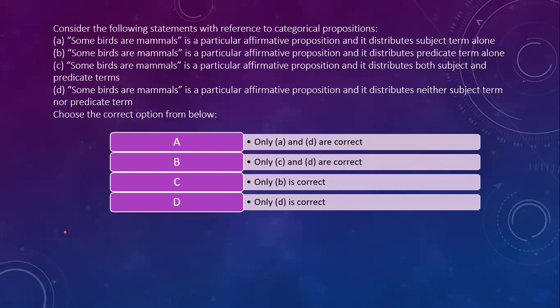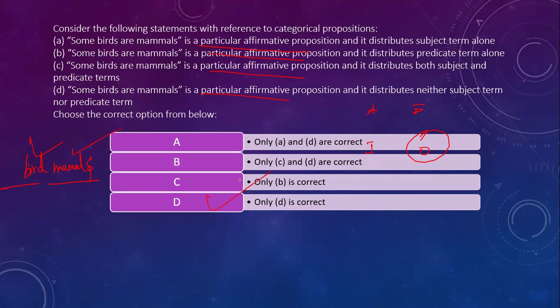Some birds are mammals. It's a particular affirmative proposition, which is true in all statements, but what does it distribute, the subject or the predicate? You can see that the subject is bird and mammal is the predicate. So which one is distributed in particular affirmative? A, E, I, O, we knew that. So here we distribute neither. It distributes neither subject nor predicate.